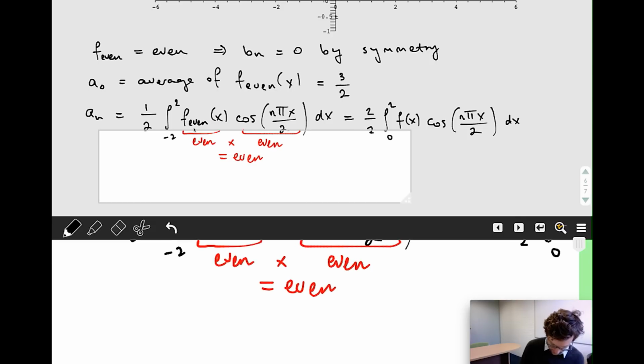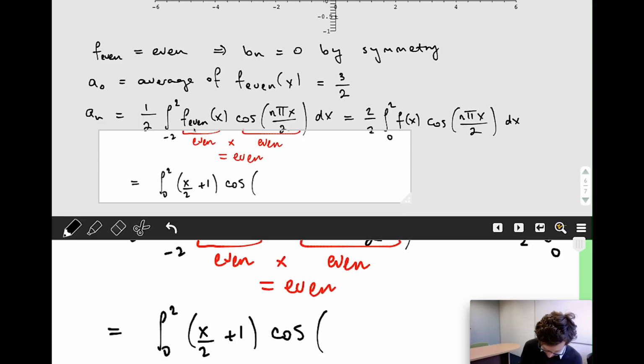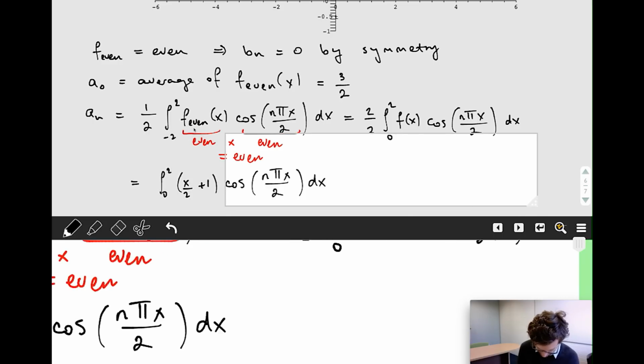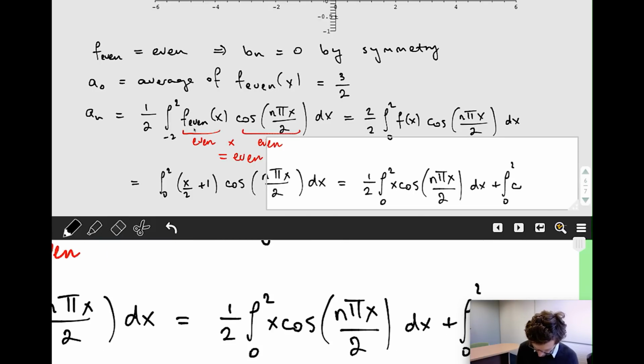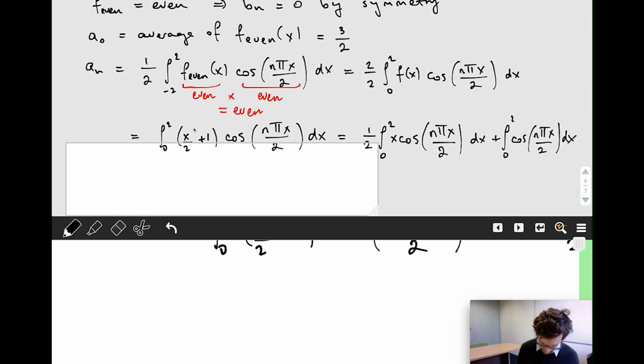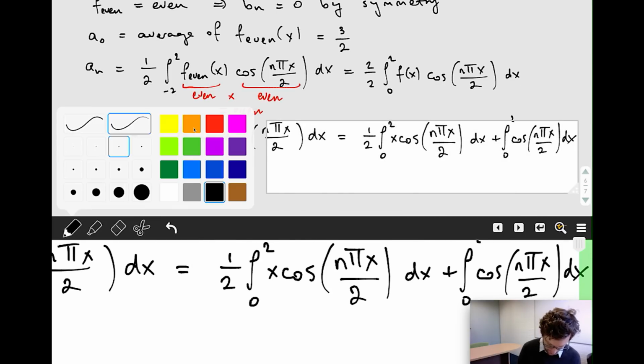So we know that that is equal to, the 2's cancel, so I get the integral from 0 to 2. F of x is x over 2 plus 1. Again, I'll split that into two integrals, so I get a half the integral from 0 to 2 of x cosine n pi x over 2, plus the integral from 0 to 2 of cosine. And we'll call these 1 and 2.